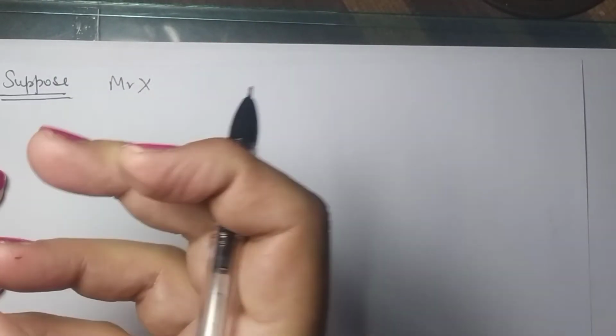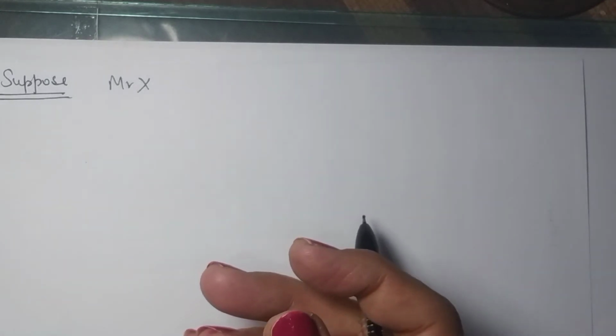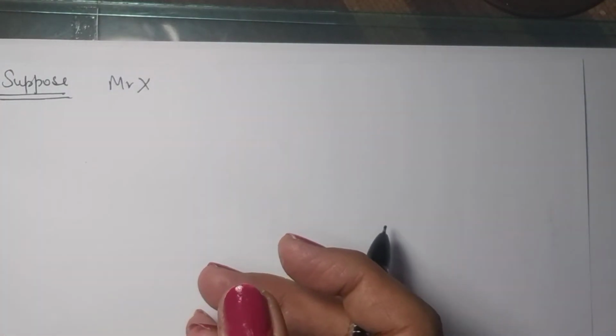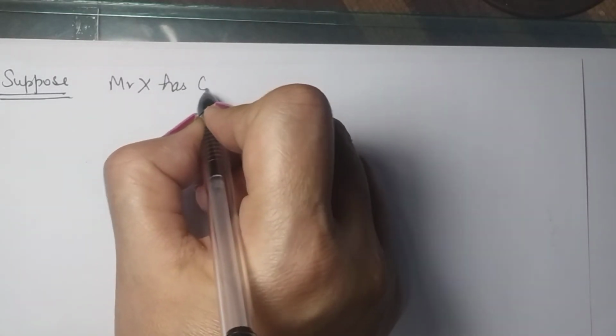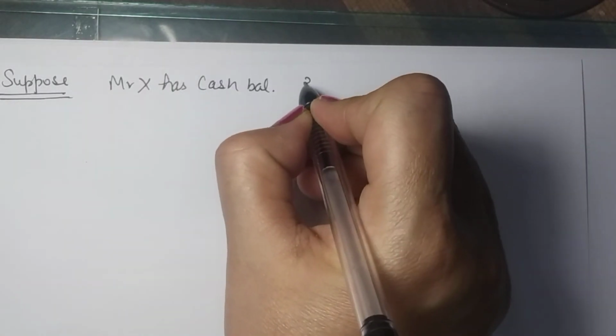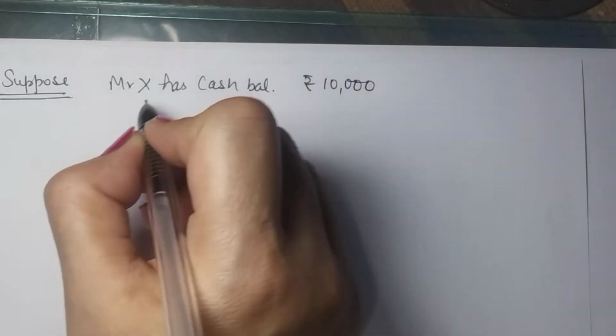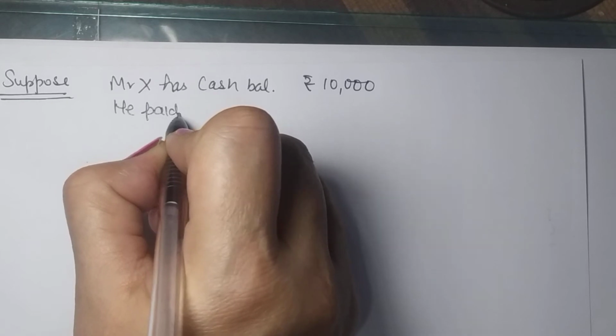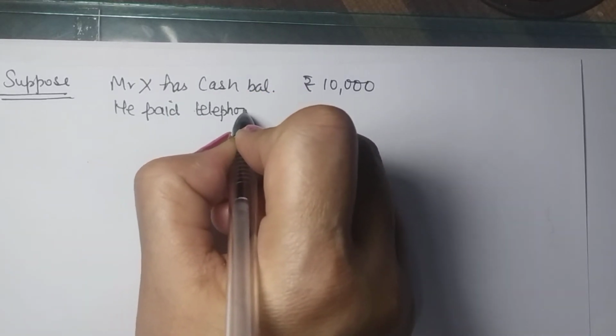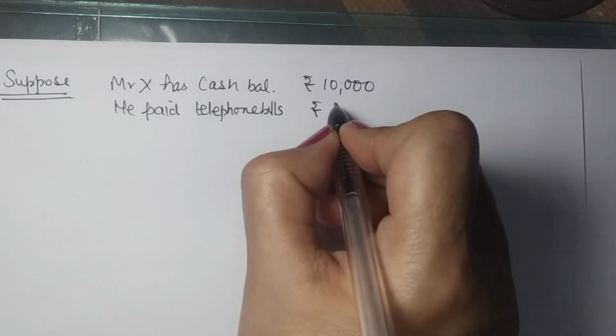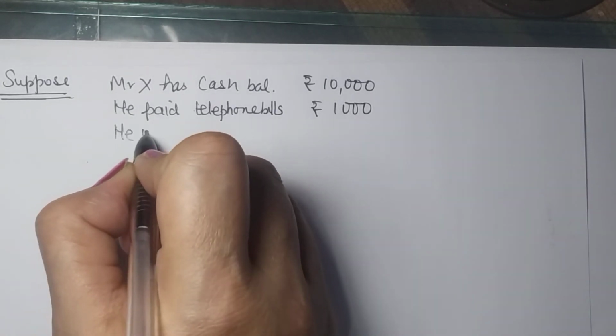Now let us understand the procedure of account making in a very short manner. Okay, so let us take an example. Suppose Mr. X, I'm just taking a simple example to understand making of an account. So we are tracing the account with the transactions. So Mr. X has a cash balance of say 10,000 rupees. Then he paid telephone bills 1,000 rupees.